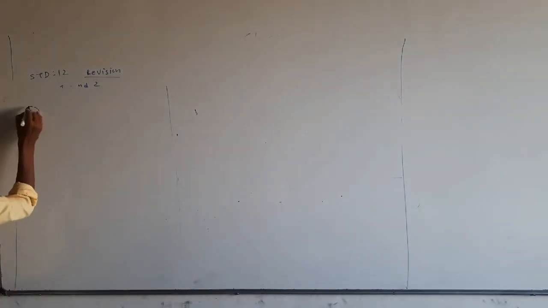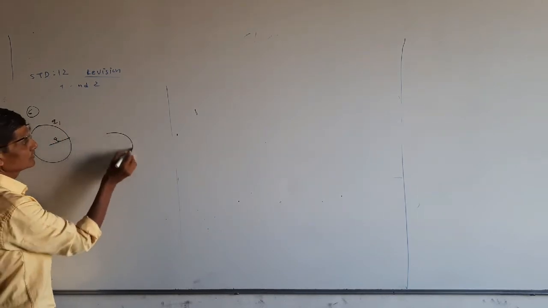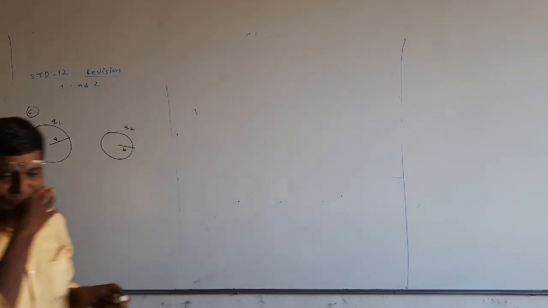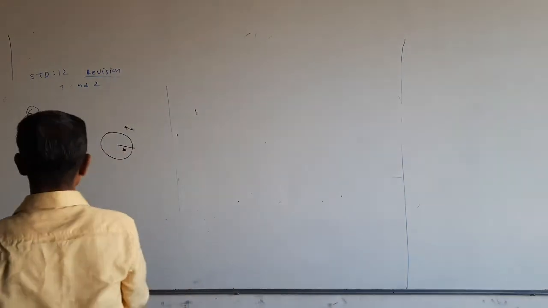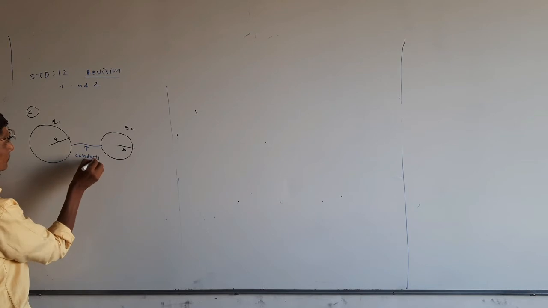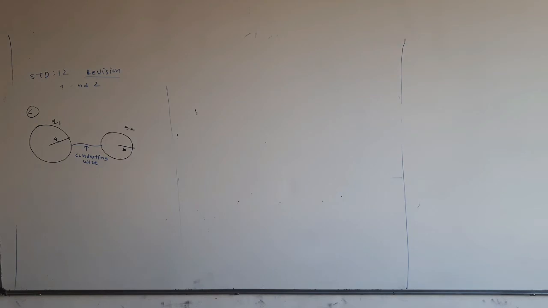Now, see, there is a sphere of radius A, charge is Q1. And a sphere of radius B, charge is Q2. Now, when they are connected by a conducting wire, we have to see how the charge will be distributed. Also, we have to find out the common potential.